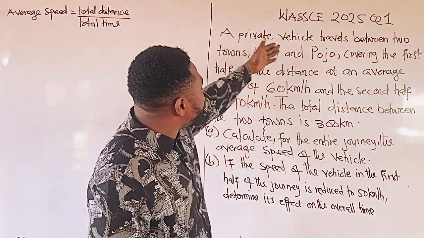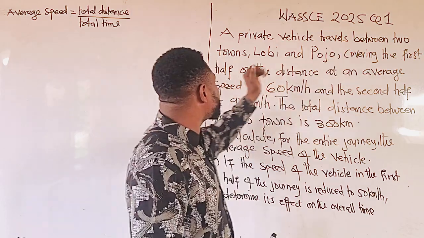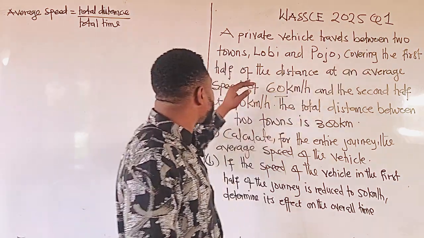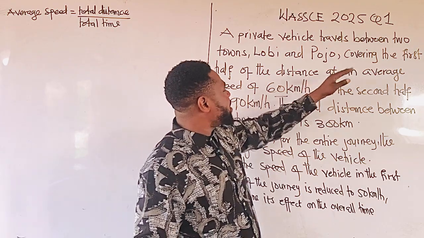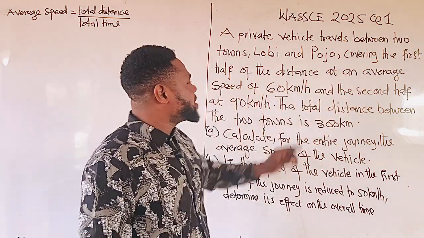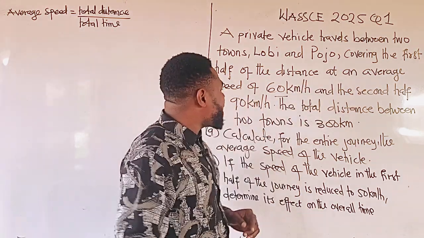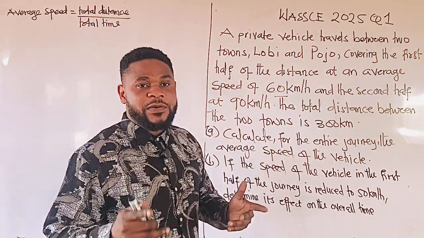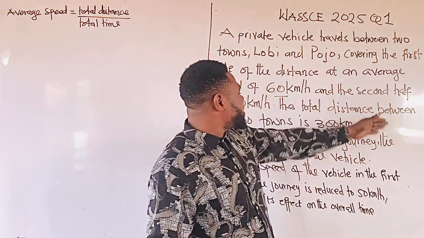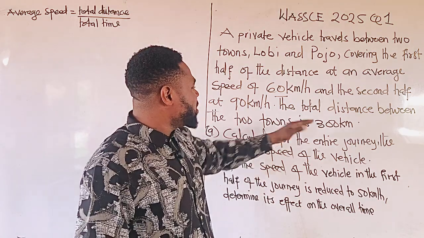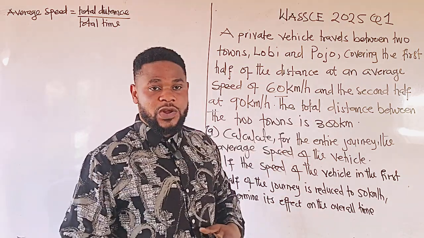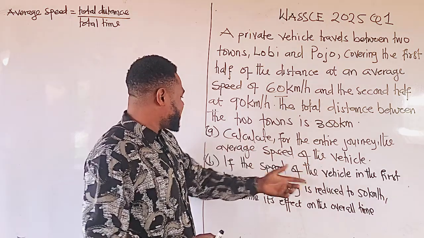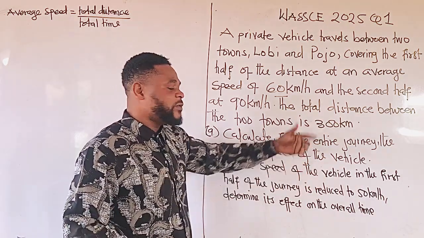Now, a private vehicle travels between two towns, Lobi and Pojo, covering the first half of the distance at an average speed of 60 kilometers per hour and the second half at 90 kilometers per hour. The total distance between the two towns is 300 kilometers. A. Calculate for the entire journey the average speed of the vehicle.